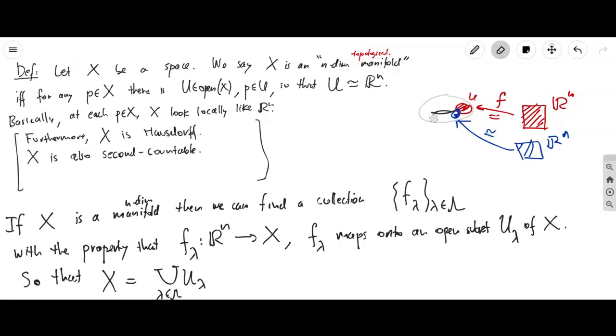And then you just keep on doing it throughout the whole thing, and you can create a collection of mappings. All of them map the n-dimensional Euclidean space into X, but they're not mapping it homeomorphically into X. Rather, they're mapping them homeomorphically onto an open subset of X. And all of those open sets cover all of X. So everything gets covered, which is basically this condition, right? That for any point, there is an open set. So any point in X will sit in one of these U lambdas.